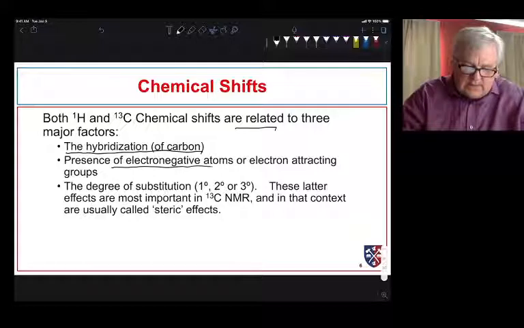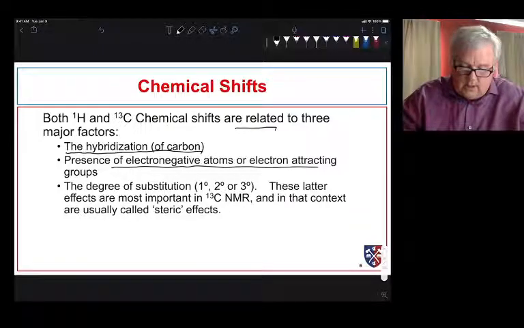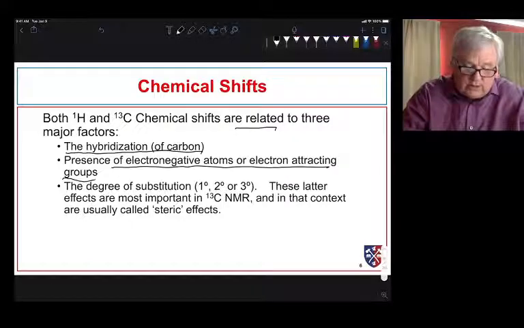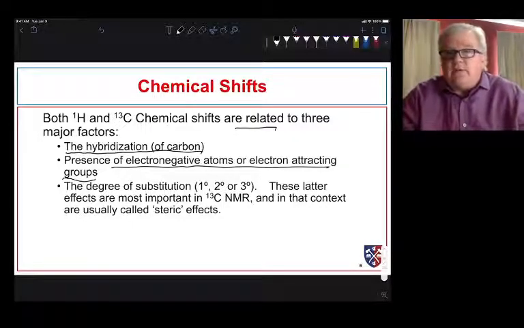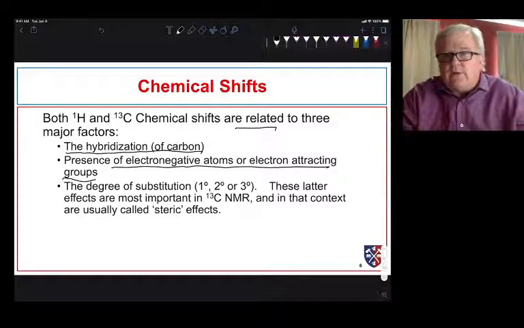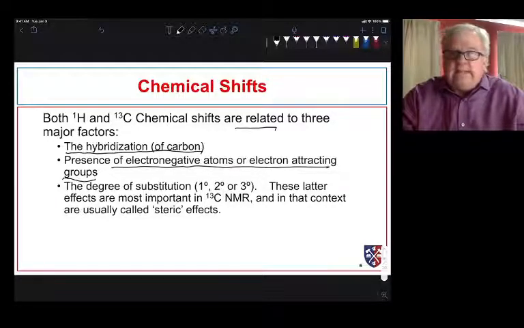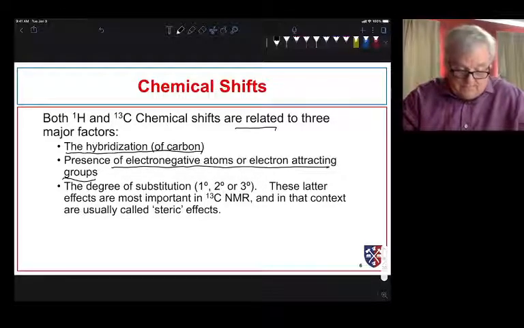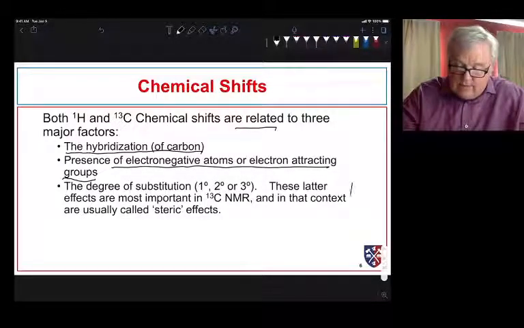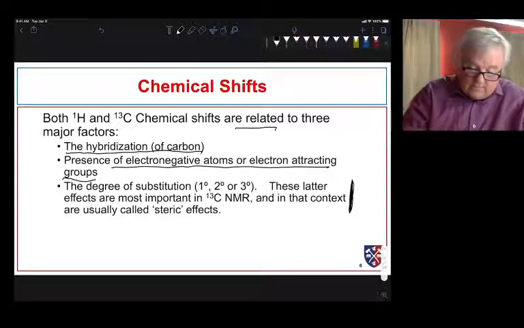We've already seen the presence of electronegative atoms or electron attracting groups. So we saw the effect that happened when we replaced hydrogen with a chlorine, or if we had things attached to something like a carbonyl group. Those are all very electron withdrawing, and they deshielded our signal and caused it to come at higher ppm. And the other thing that we see, and we saw this already, but we'll see it again and again, is the degree of substitution on the carbon, whether we have a primary, secondary, or tertiary carbon.